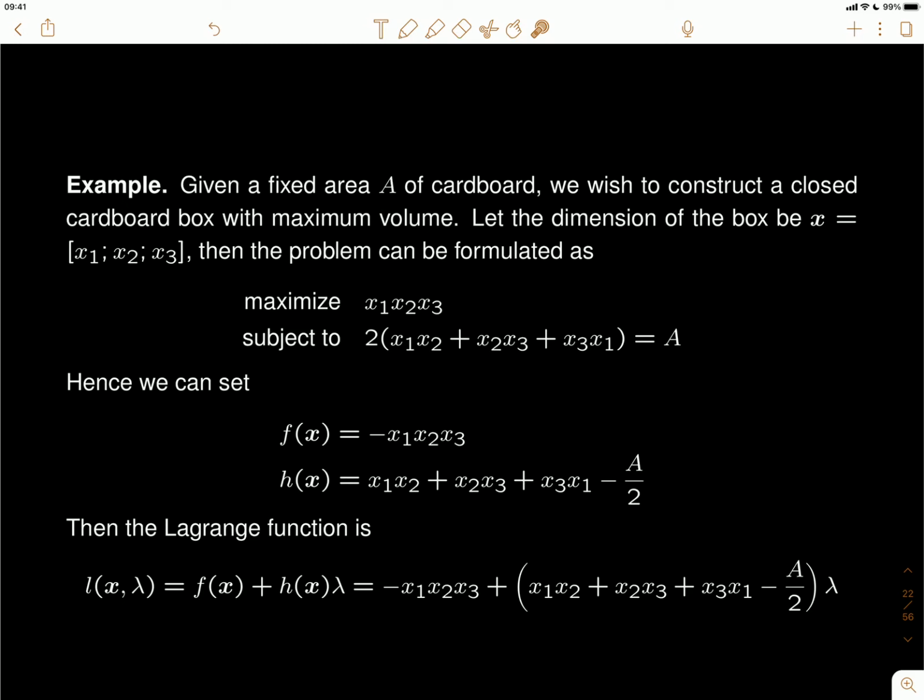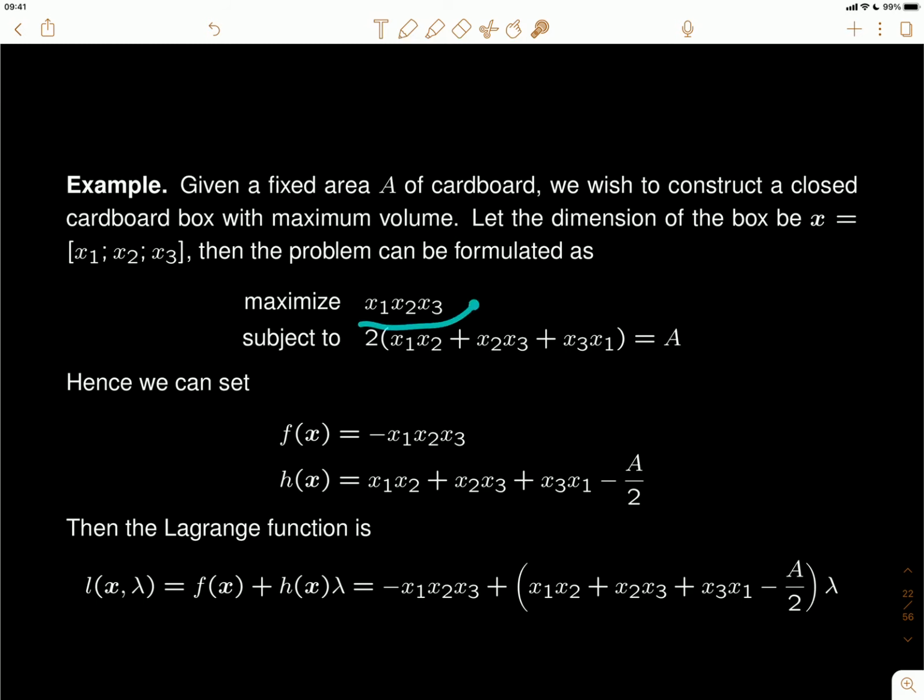Now, the dimension of the box, we know that it has three dimensions, so we want to make a box right here, right? Say this side is x1, this side is x2, this side is x3. So the volume is equal to x1 times x2 times x3. That's the thing that we're trying to maximize. And the surface, which has a fixed area A, should be equal to the area of the six faces.